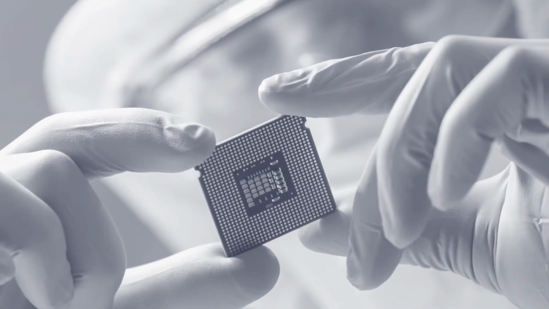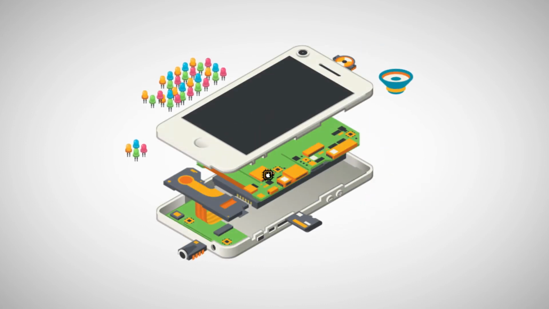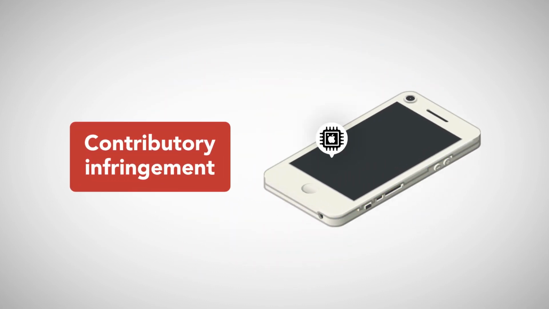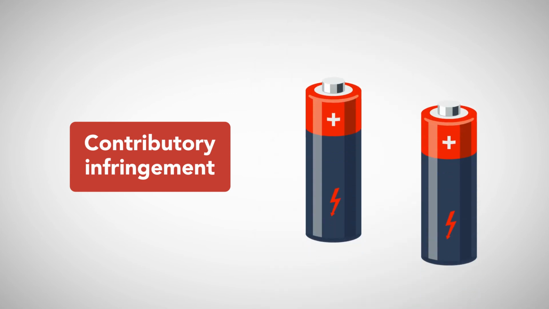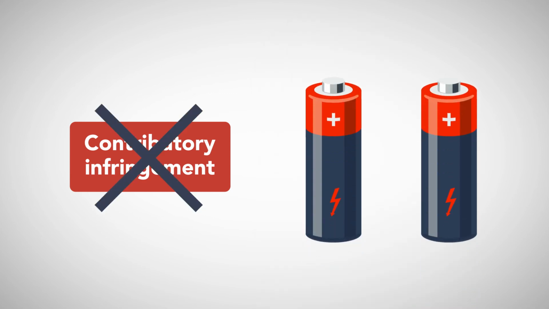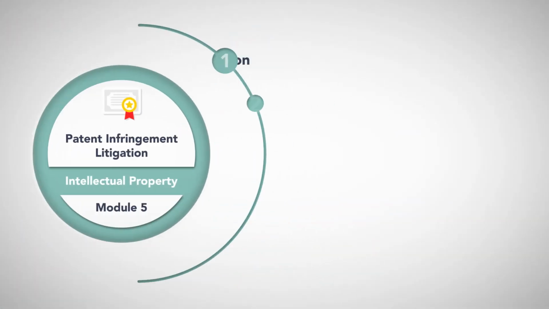For example, a semiconductor manufacturer selling Apple specialized chips for iPhones could be liable for contributory infringement of a patent claiming a mobile phone with these chips. But the manufacturer of a AA battery would not be liable for contributory infringement of a patent claim requiring a battery.